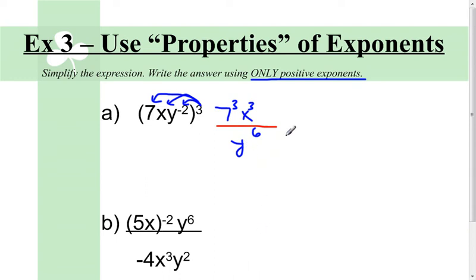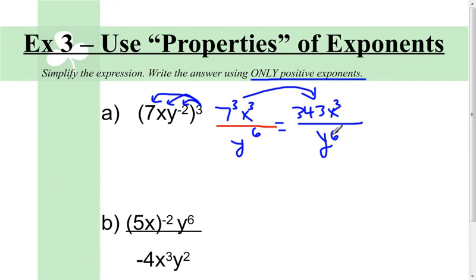And I suppose we could pretty this up a little bit. This 7 to the third power, 7 times 7 times 7, is 343. So I evaluated my 7 to the third. Before, sometimes I said leave it with exponents, but I guess if the number fits in the calculator, just do it. So 7 to the third power is 343, x to the third stays the same, and y to the 6th goes down in the denominator.